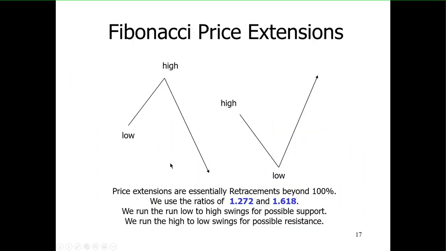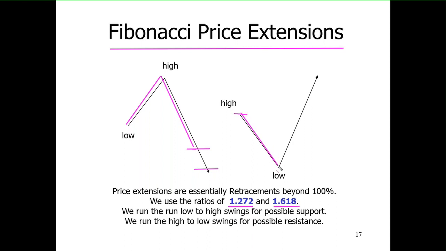All right, the next type of price relationship that I use is what I call a Fibonacci price extension. Now you're going to use the same exact tool that you use for the retracements, because for me, a price extension is essentially a retracement beyond 100%. So I'm using the ratios of 1.272 and 1.618 in this case, and I'm still going to be looking for key support or resistance. So for example, measuring a low to a high, extending downwards, 1.272 and 1.618, that's where I'm looking for possible support.